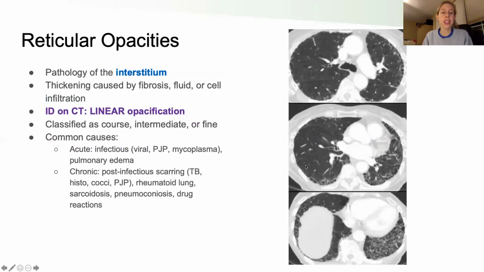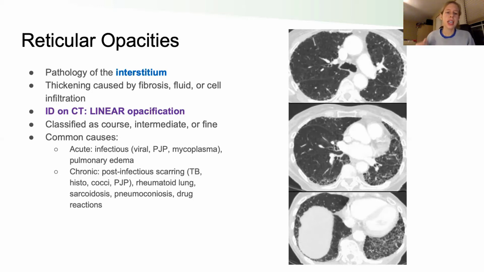Next up are reticular opacities. So these are something wrong with the interstitium. This is just the part of the lung between the alveoli, the walls, or if you're looking at a pathology slide, it's the actual parts that you see filled with stuff in between the air spaces. So reticular opacities are caused by something filling up that area. Again, that could be fluid, it could be cells, or it could just be fibrosis.